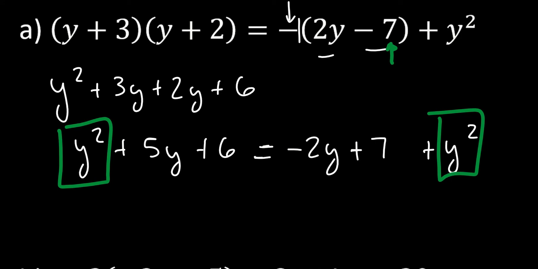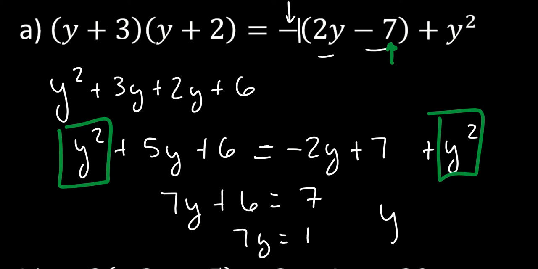Let's see, I'm going to add 2y to both sides, so this is going to become 7y plus 6 equals the number 7. And then I'm going to subtract 6 from both sides. And if I subtract 6 from both sides, I get that 7y is 1, and when I divide both sides by 7, I get that y is equal to 1/7.